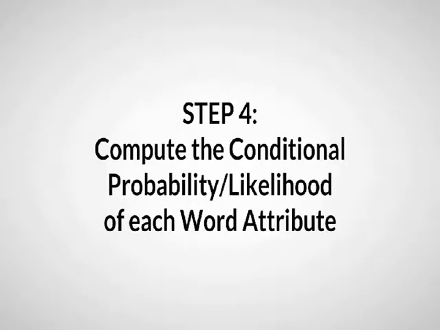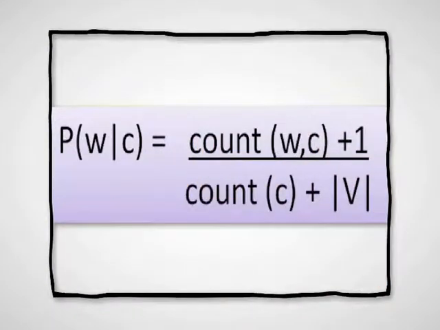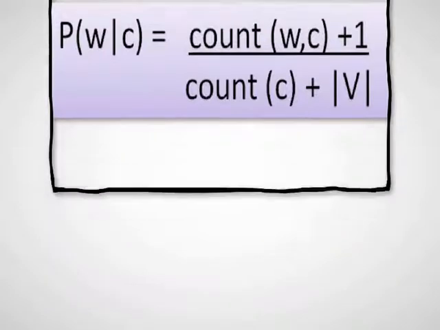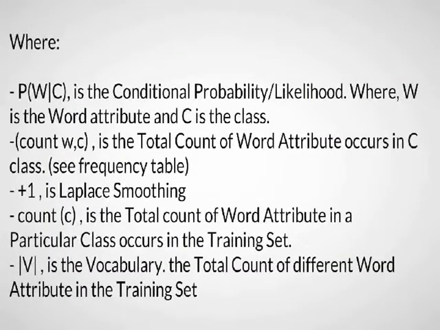Step 4. Compute the conditional probability, the likelihood of each word attribute. Compute the conditional probability of each word attribute in the test set. Use the conditional probability formula with Laplace smoothing to avoid zero frequency, where P(W|C) is the conditional probability, the likelihood, where W is the word attribute and C is the class.